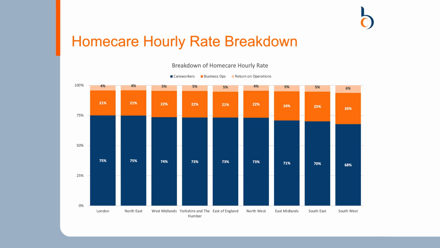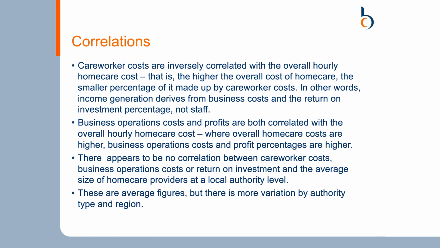And this is what the breakdown looks like overall, again by region. So you can see London at the top end there, 75%, equal with the North East, and the southwest down the bottom. But overall, there's not a vast amount of variation, certainly at a regional level. We went through these figures to see if there are any correlations between these and what might be driving these costs. So the first thing is that there's an inverse correlation between care worker costs and the overall hourly cost.